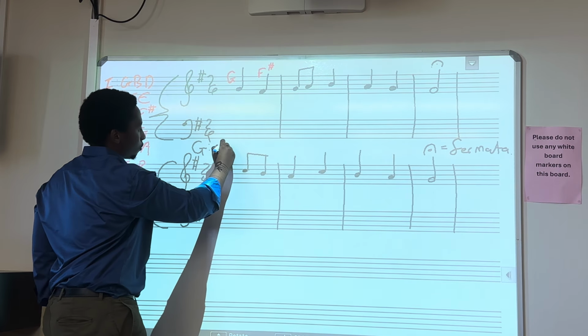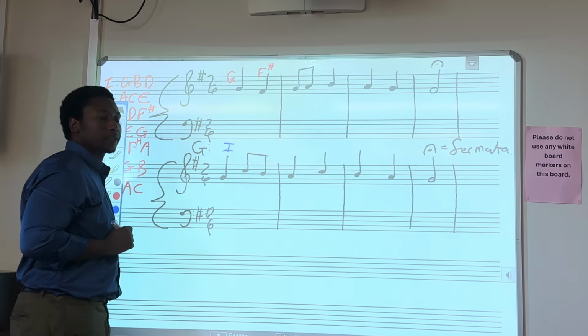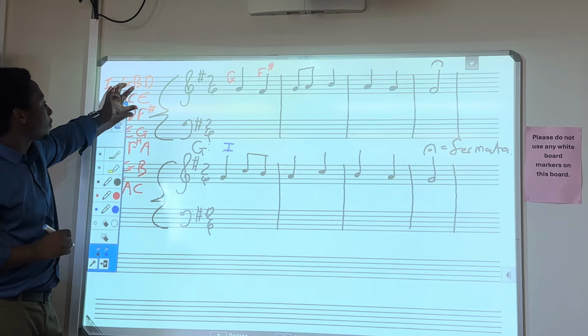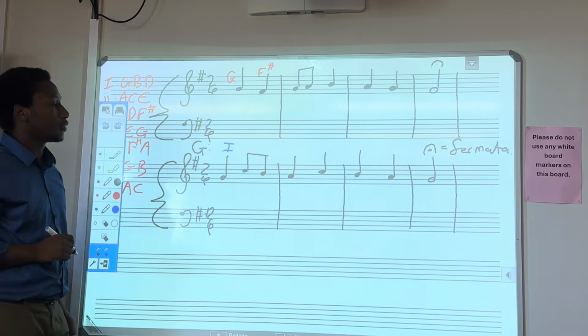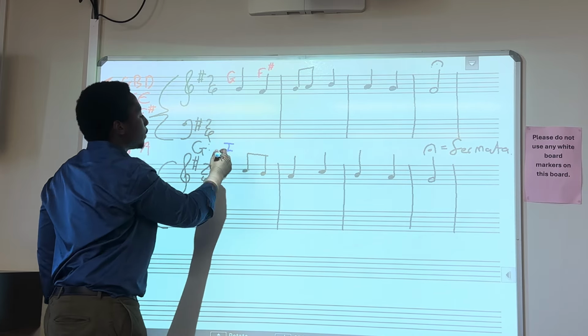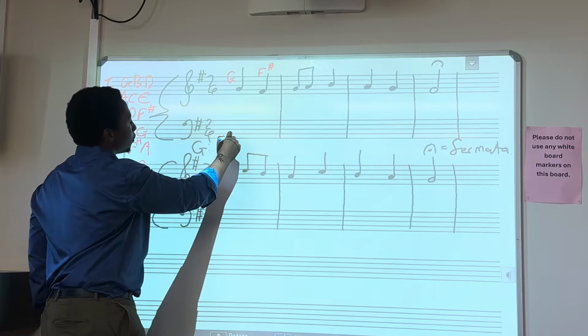So I then do this 1, capital letters. Then I take these notes, I punch them in there. Okay, G is already there, so I know I'm going to double the G here.